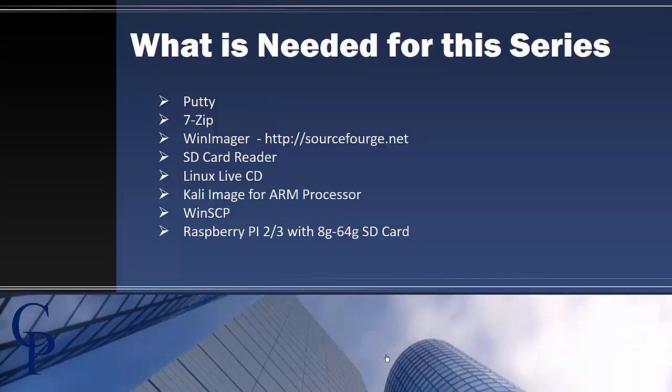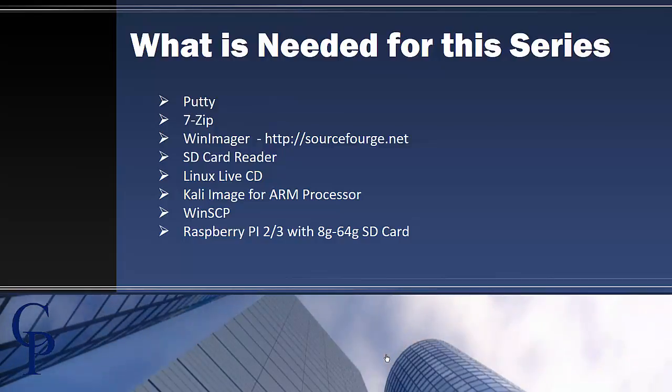What I'm actually going to use for this particular part of the process is a copy of Kali running on a copy of VMware, because we need to actually extend this partition once we get the image over to the CD. We'll talk more about that in a moment. We're going to need a Kali image for the ARM processor.